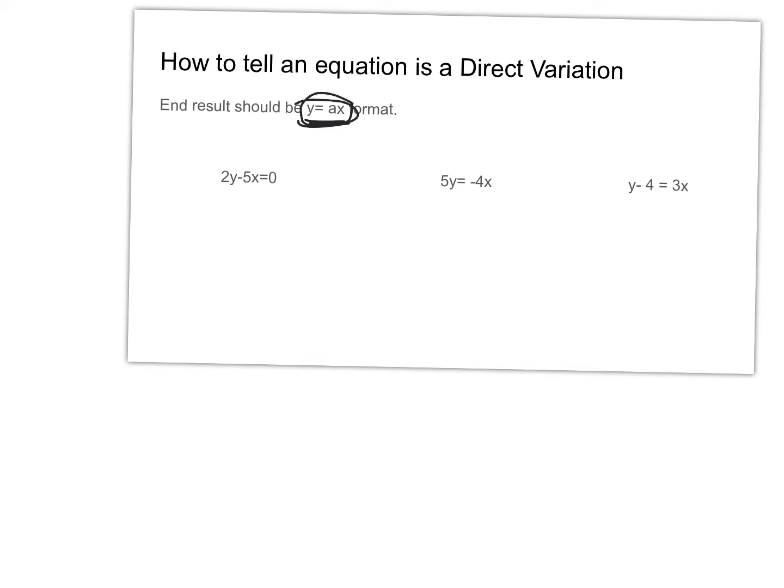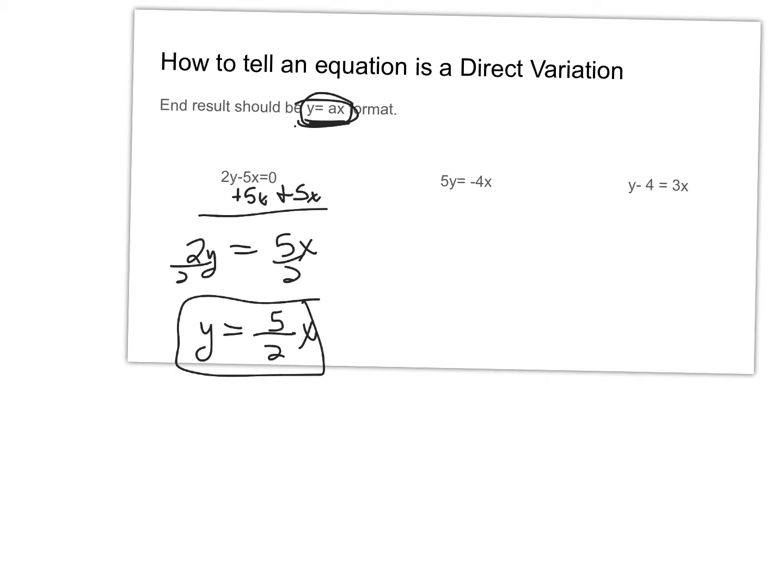For this first one, if I'm solving for y, I start by adding the 5x. So 2y equals 5x plus 0, if you want to have the plus 0, but it's not needed. Divide everything by 2. Y equals 5 halves of x. So the question is, does this look like y equals ax? And the answer is yes. My a value is still a fraction, but that's okay. So we know that this is indeed direct variation.